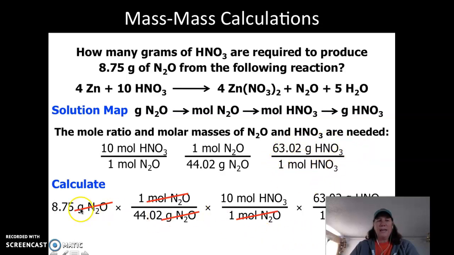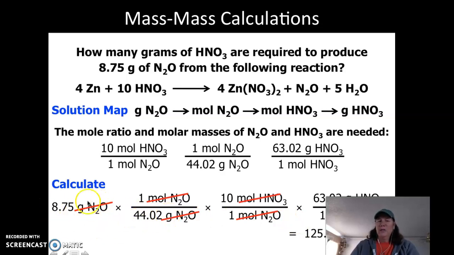So now I take 8.75 times 10 times 63.02. Again, I just use 63. And I divide by 44. And I get 125 grams of HNO3. Okay, this is the most common. Yeah, it's the longest. Sorry about that.